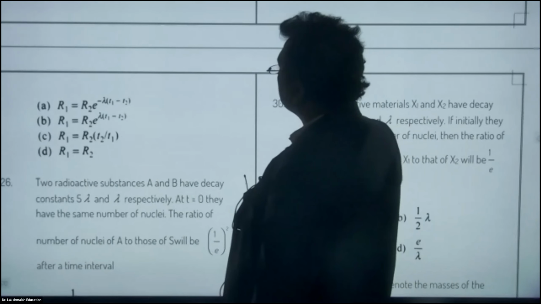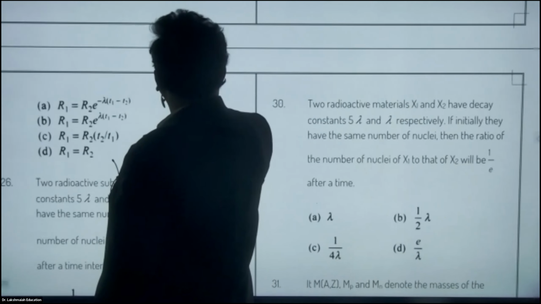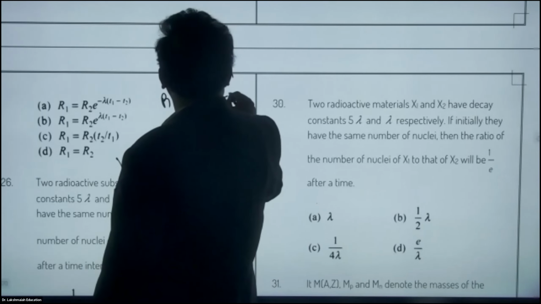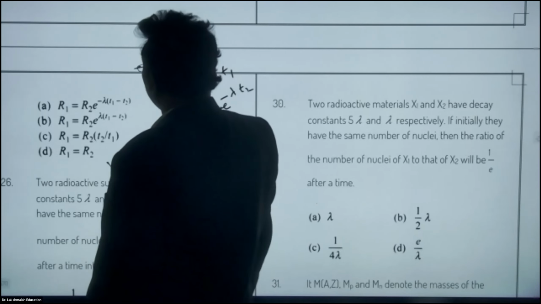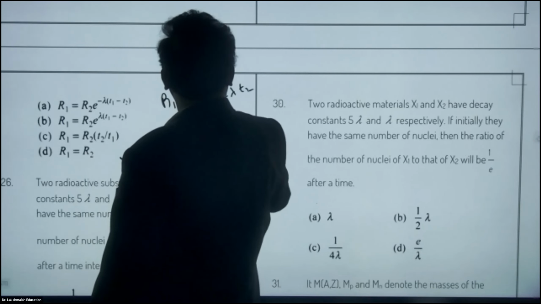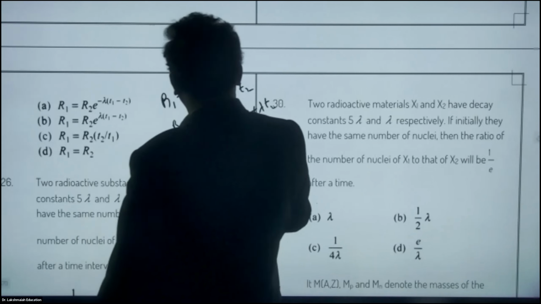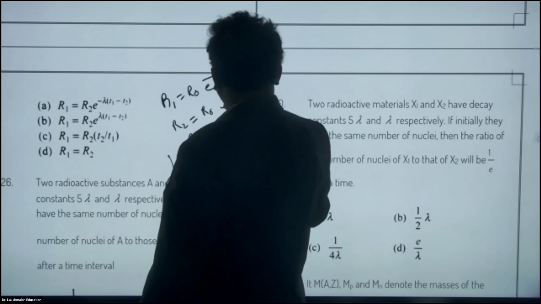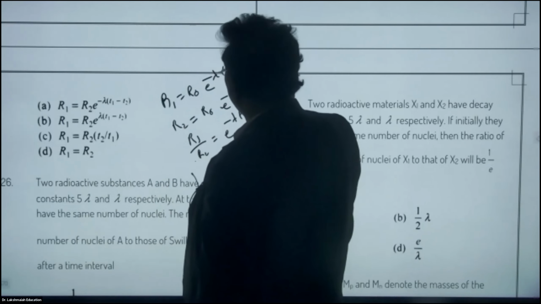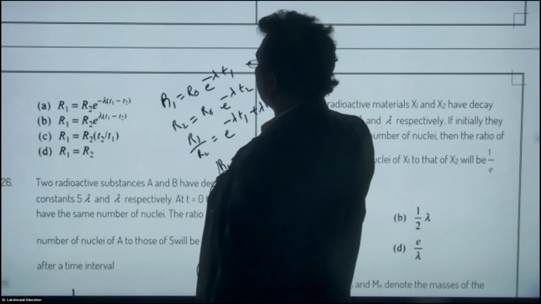Which option is correct? You write here. R1 is equal to R naught, and R2 is equal to R naught into e to the power of minus lambda T2. Now do R1 by R2, is equal to e to the power of minus lambda T1 plus lambda T2. Therefore, R1 is equal to R2 into e to the power of lambda, you take as common, T2 minus T1. Is it correct or not?